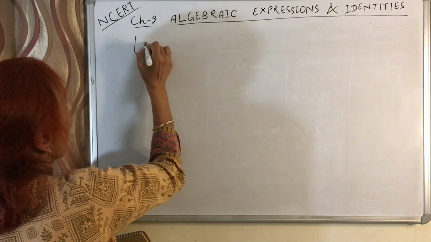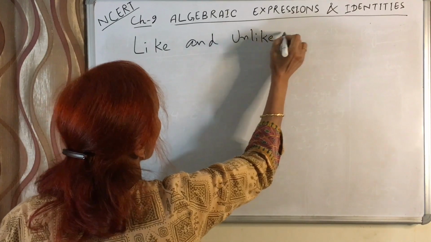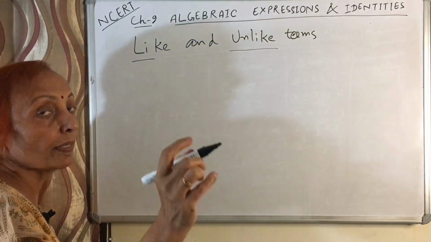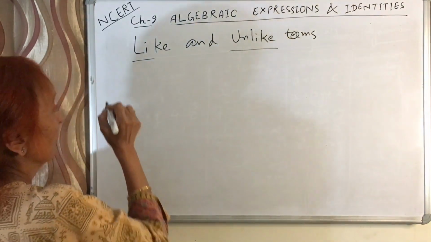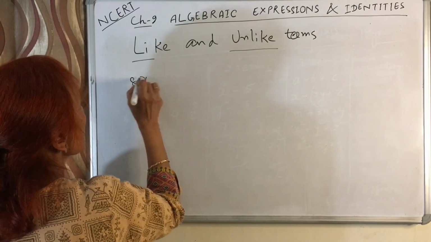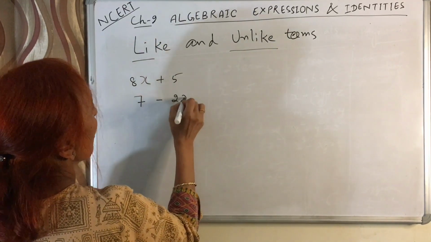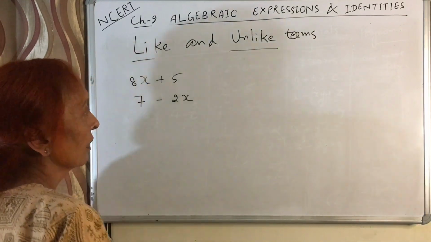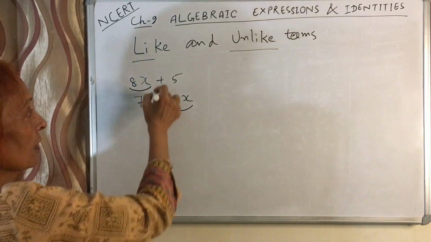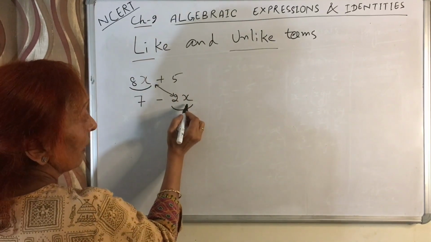Next is like and unlike terms. Like and unlike terms depend on the variable of the term. See, I say 8x plus 5 and 7 minus 2x. Here 8x and 2x, these are like terms. This depends on the variable x.